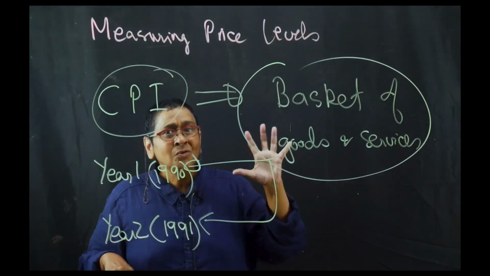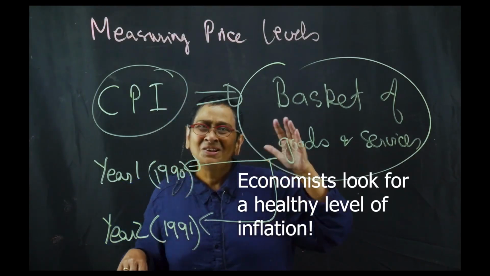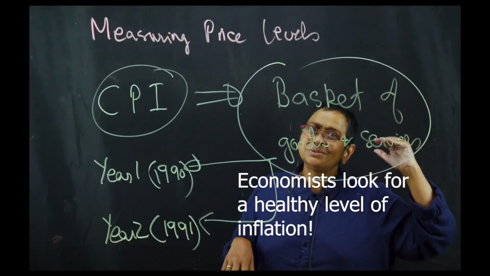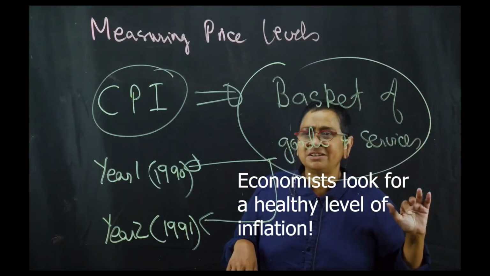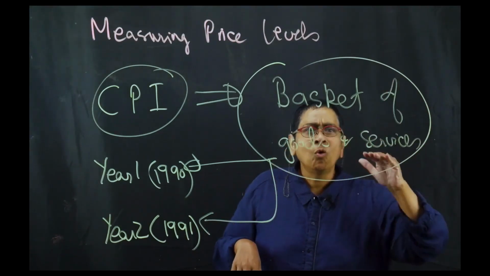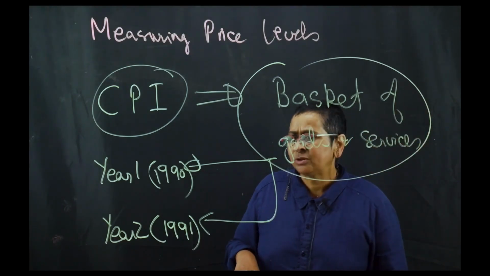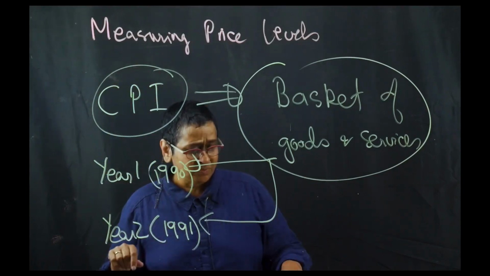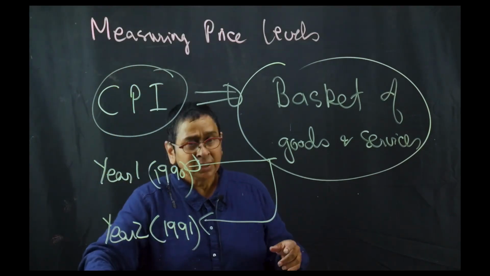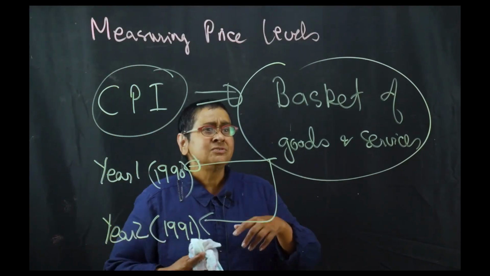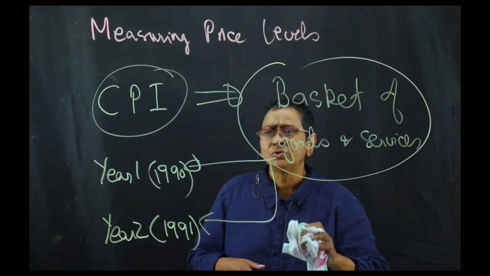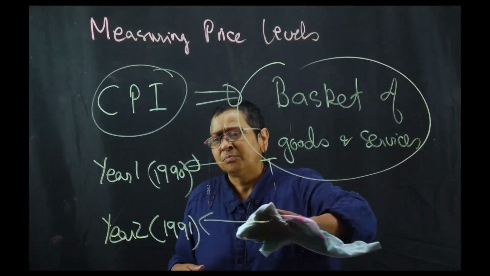So overall, most economists look for a sort of healthy, slow, steady level of anticipated inflation. We'll talk about what some of these targets are and how they work when we come to policy issues later on. But in addition to the consumer price index, as you may imagine, there are other indices for which I will use different baskets of goods and services to measure price changes.